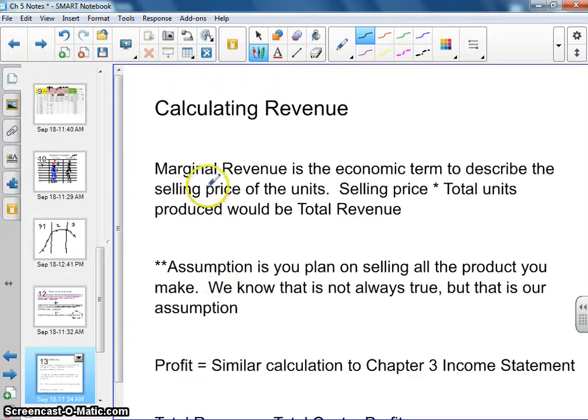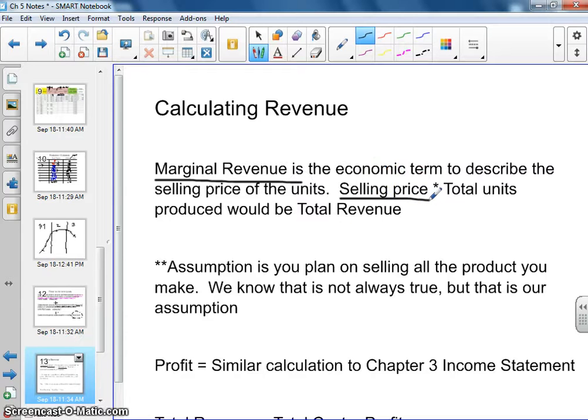If we jump out and we start talking about our revenue side of things, we've talked about the production side, we've talked about the cost side, other than marginal cost. We'll now get into the revenue side. When we look at marginal revenue, it's another way of saying selling price.